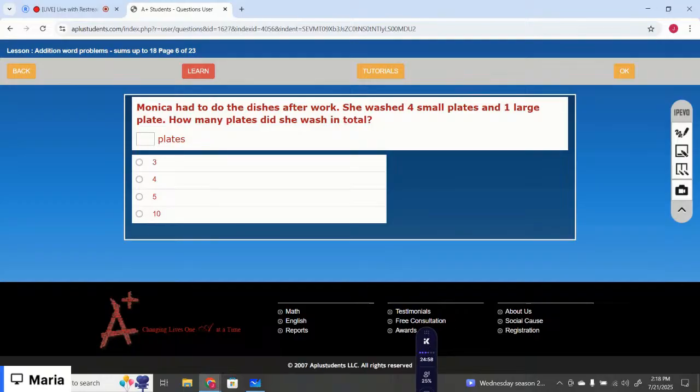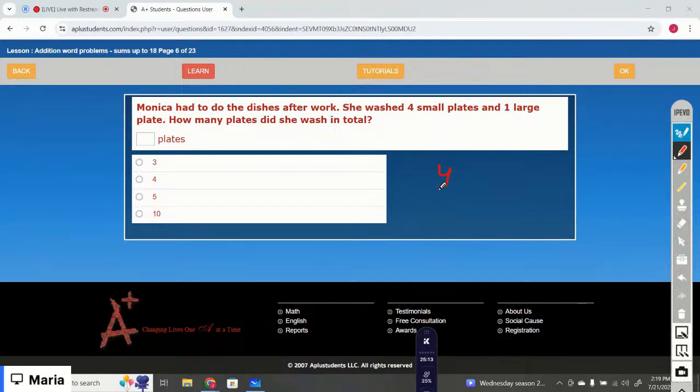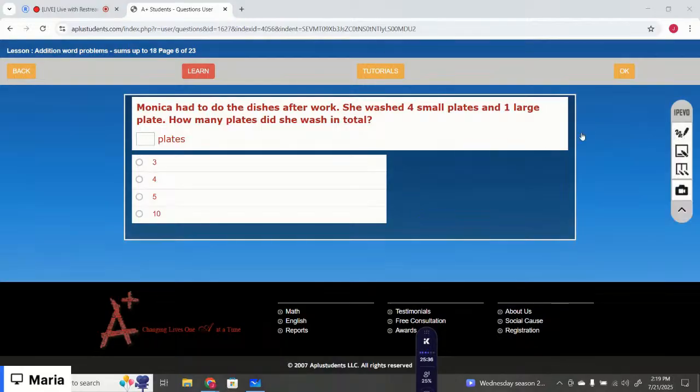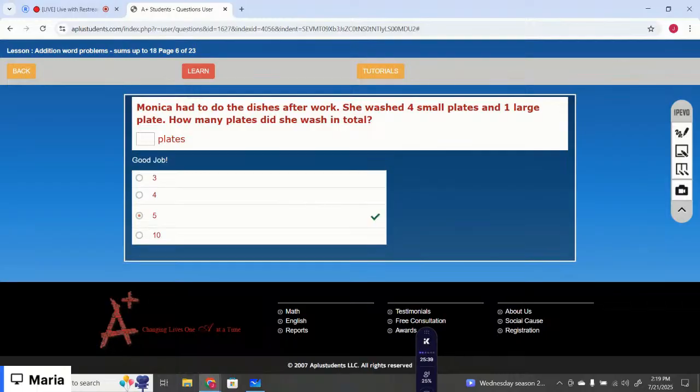Monica had to do the dishes after work. She washed 4 small plates and 1 large plate. How many plates did she wash in total? So 4 plus 1 makes 5. Option number 3 is the correct option.